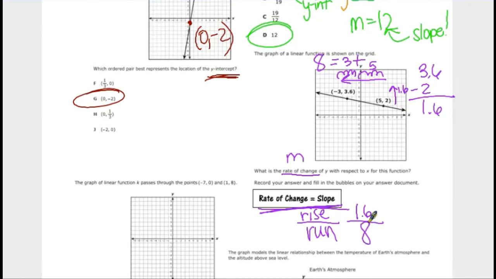Now, keep in mind, if it goes to the right, it's positive. If it goes up to the left, oh my bad. Sorry, guys. If it goes up to the left, it's negative. So that means that this is a negative slope. And I would encourage y'all, if you have a calculator, even if it's on your phone, plug in negative 1.6 divided by 8. And you will find that the answer is going to be negative 0.2. That's what you would plug in to your bubbles.